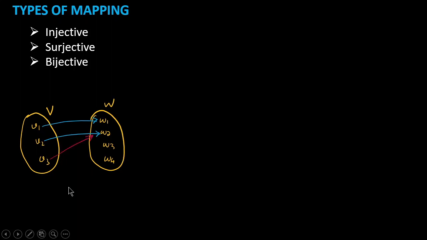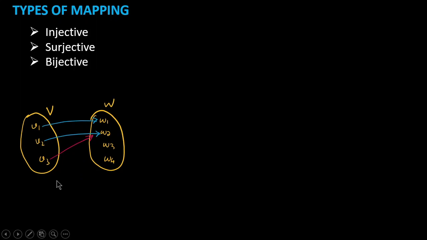Okay, suppose we are transforming V3 to W, and we get W2. Then we can say that this image W2 is not unique. It has been mapped from V2 as well as V3. So when we consider V2 and V3, their images are not unique. So this kind of mapping is not possible in injective. For one vector there should be only one image, and the images should be unique.